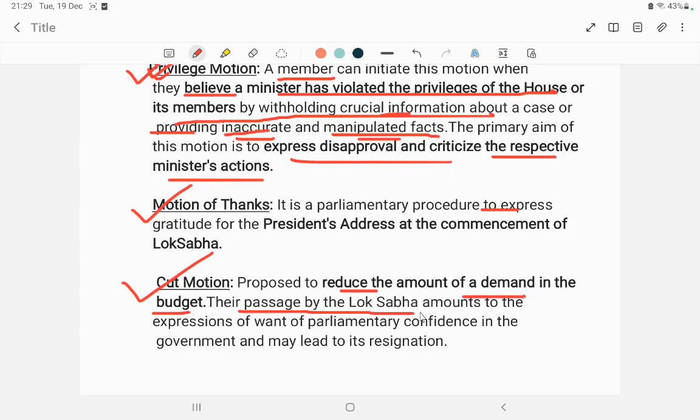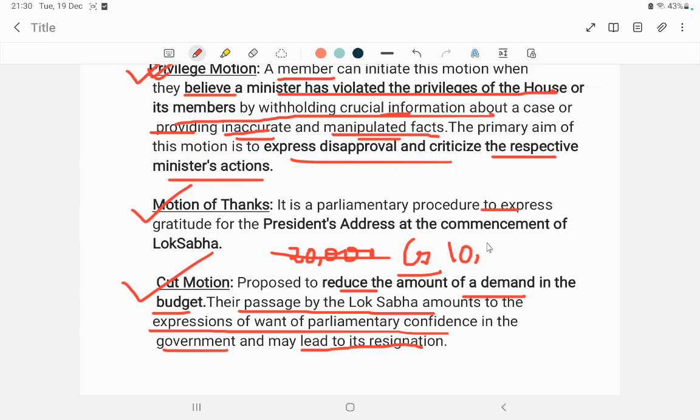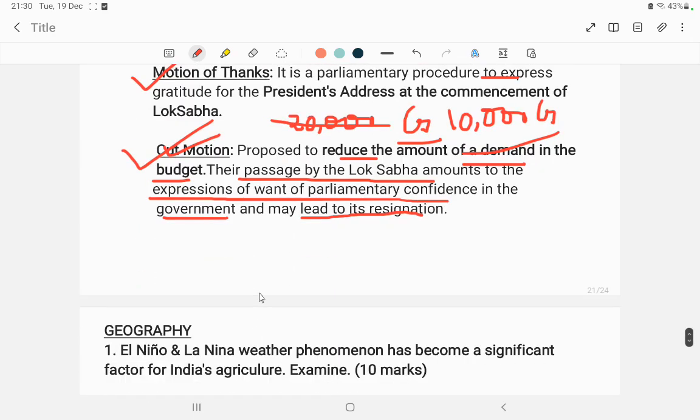This, if passed by the Lok Sabha, amounts to an expression of lack of parliamentary confidence in the government and may lead to its resignation. So cut motion, for example, a scheme asks for a 20,000 crore loan, but it is not needed, only 10,000 crore is needed, so the cut motion is passed to reduce the 20,000 crore by 10,000 crore. So this is the answer.